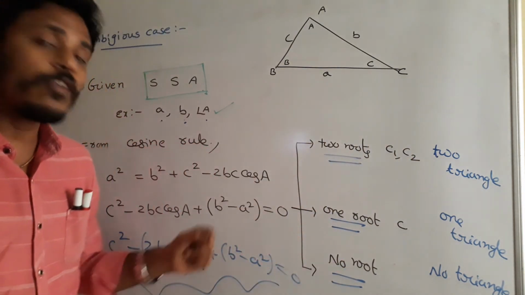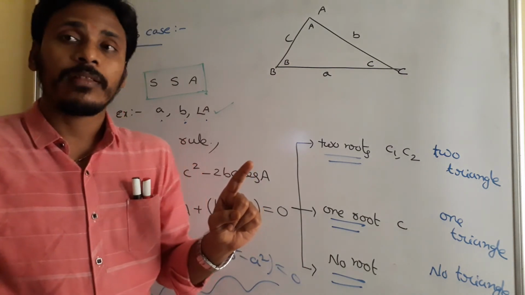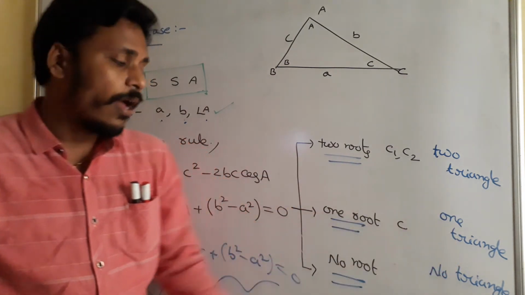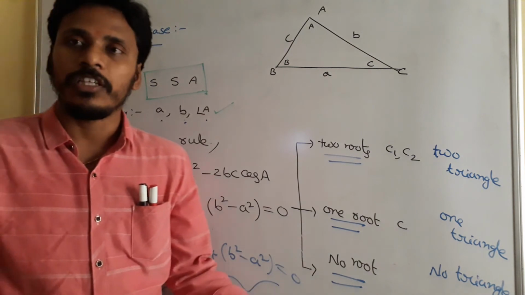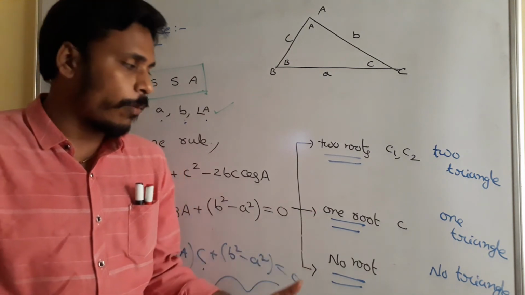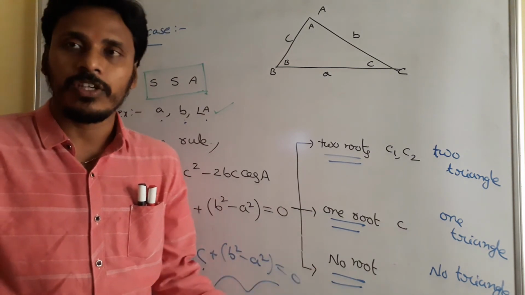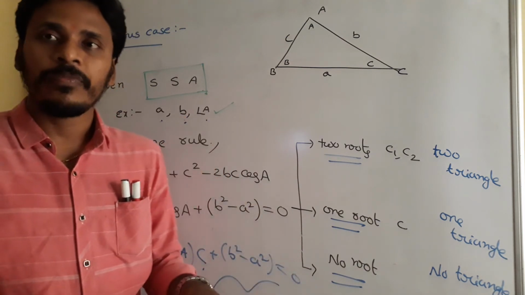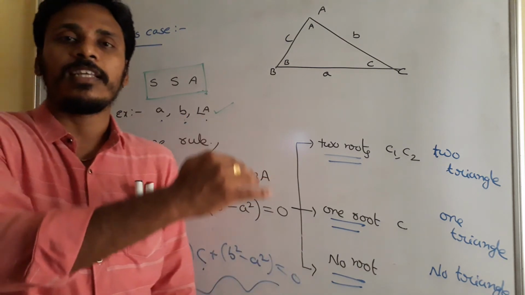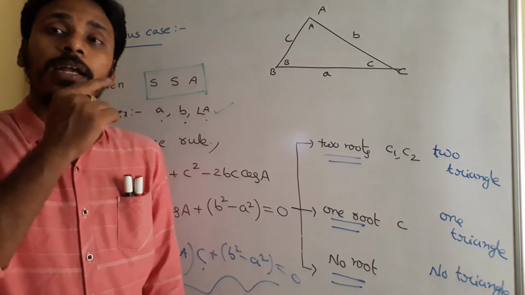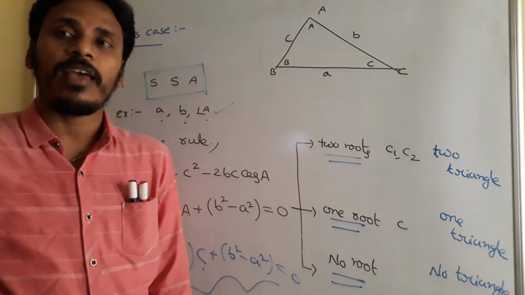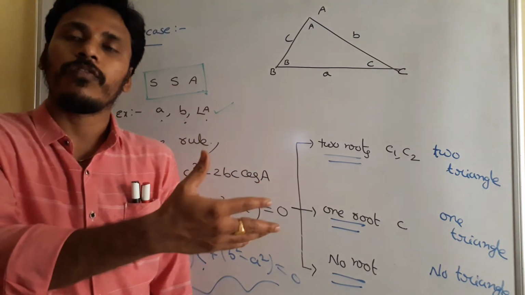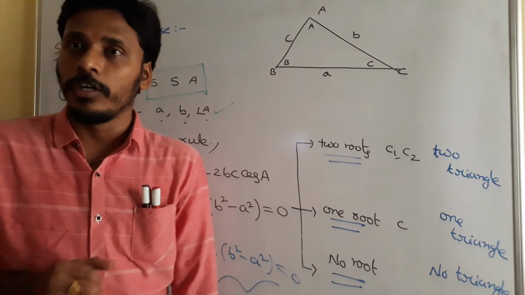But if you find just one root, then only one triangle forms. If you get no value of C, no root, then automatically no such triangle exists with the given measurements. Depending on the roots, we decide the number of possibilities for the triangles. Depending on the value of b sin A by a in the previous case, that's another way of analyzing the number of possibilities of the triangle.